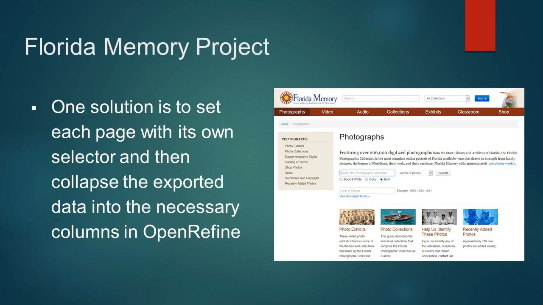So the solution that we came up with was to keep everything separate. So each page would have its own unique name, and then once it's exported, using data cleaning software like OpenRefine to collapse those columns under the one term.